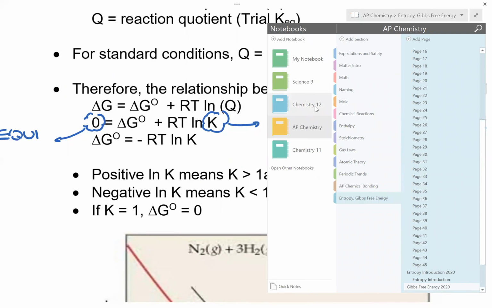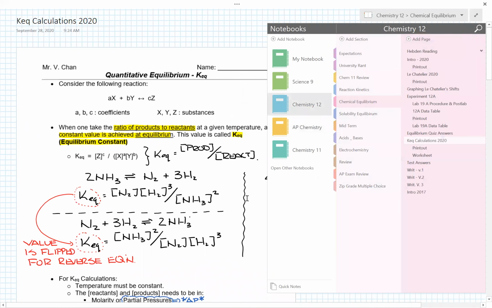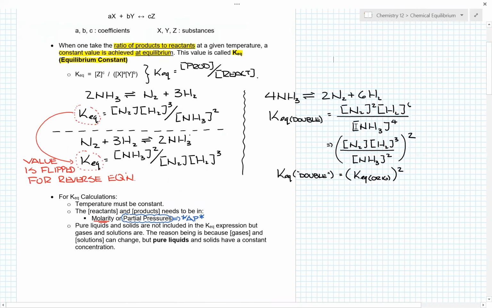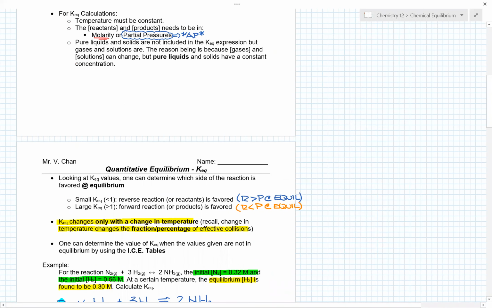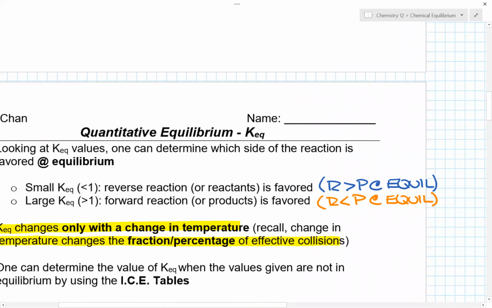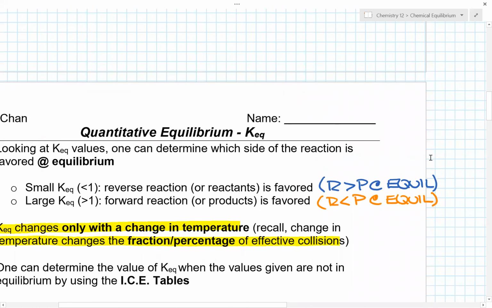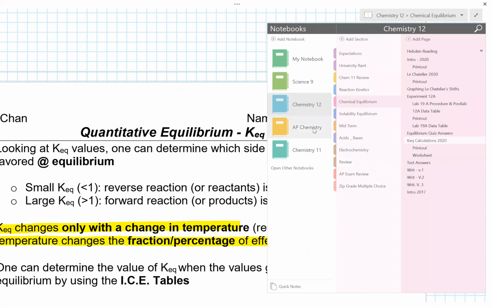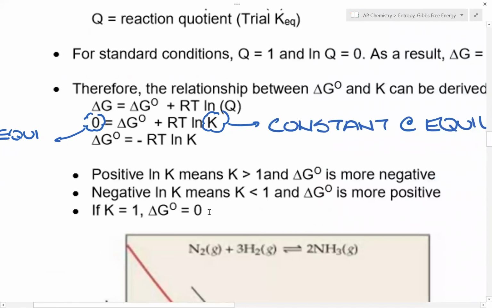This goes back to when we talked about equilibrium. Remember we talked about K values, and we said if you have a small KQ, the reverse reaction or reactants are favored. Large KQ, forward reaction is favored. So large KQ, which is greater than 1, forward reaction is favored. Take a look. When it says here, large positive K means K is greater than 1, delta G is more negative.